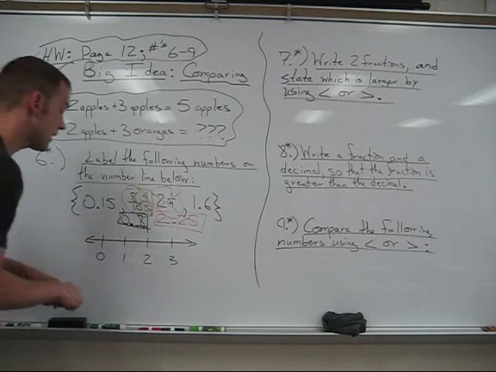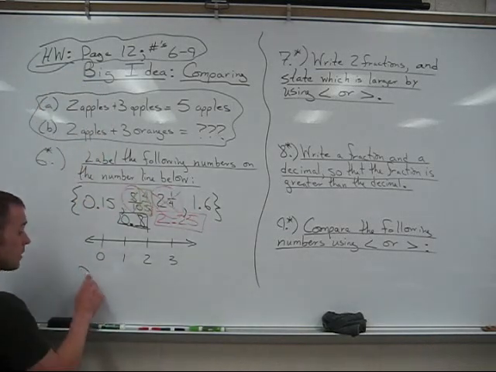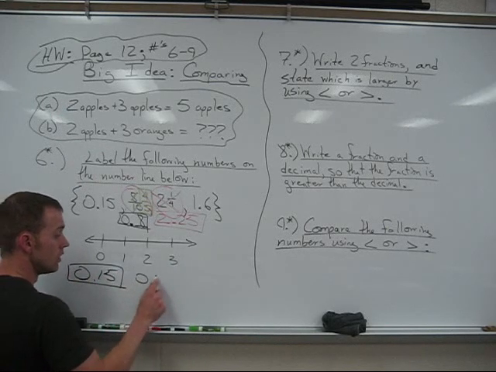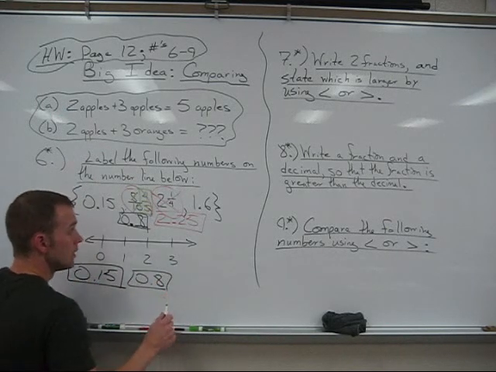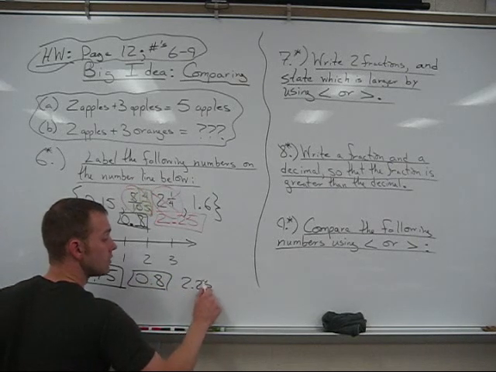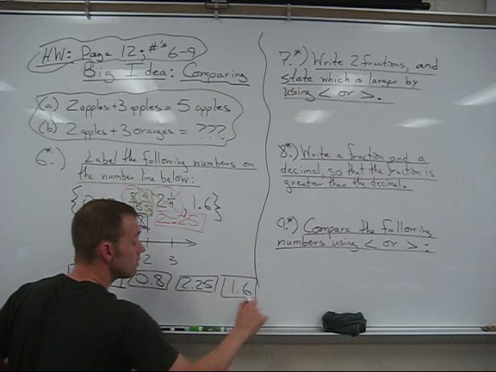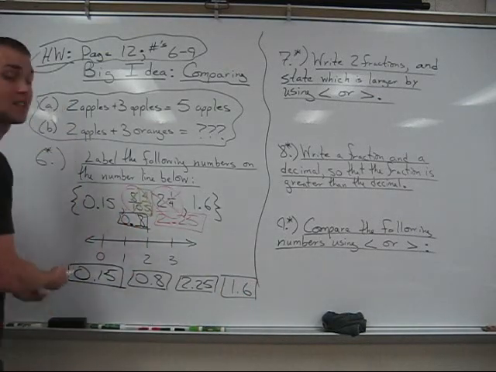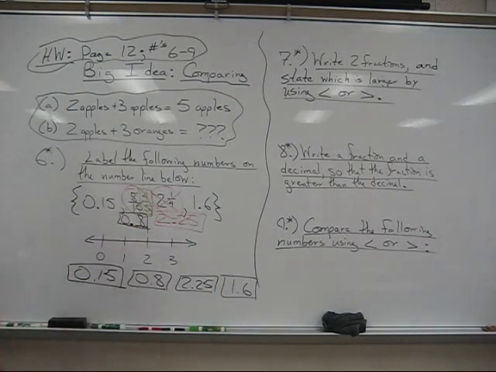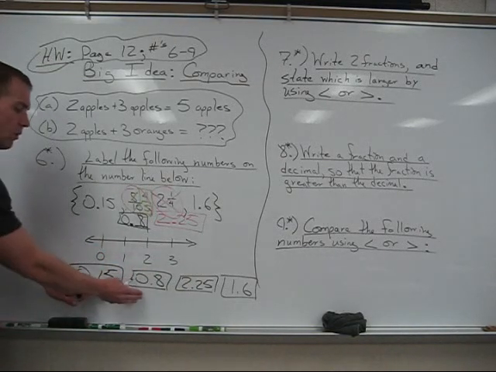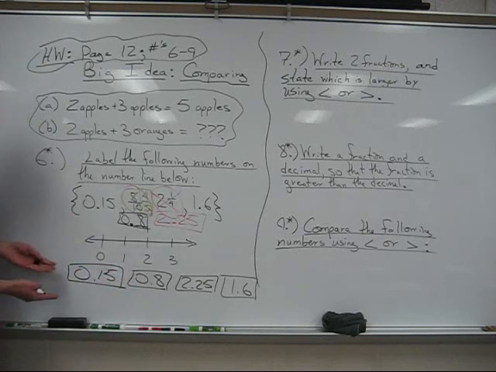Now looking at these numbers again, here's what I see. We have 15/100 as a decimal. We have 8/10. We have 2.25. And we have 1.6. Now looking at all of these, you notice the number line goes in ascending order. So we'll start with the smallest here, but I notice that which one doesn't even have a whole number? Well, there are 2 of them. There's 0.15 and 0.8.